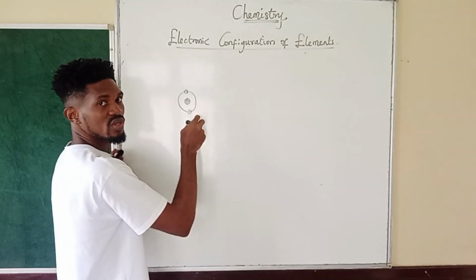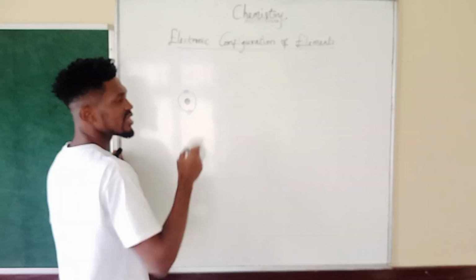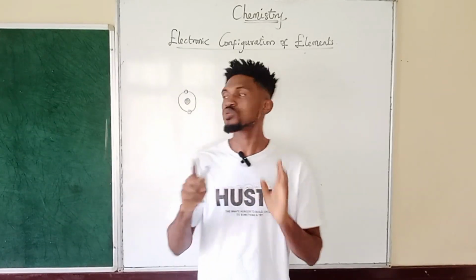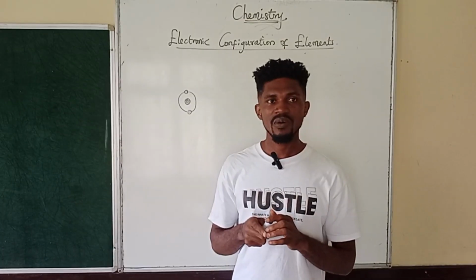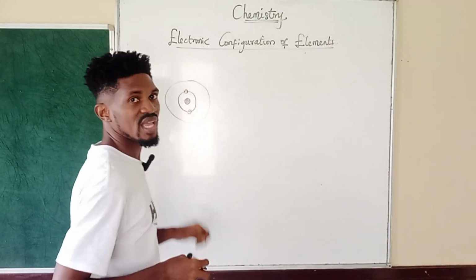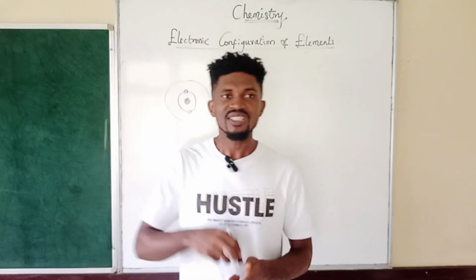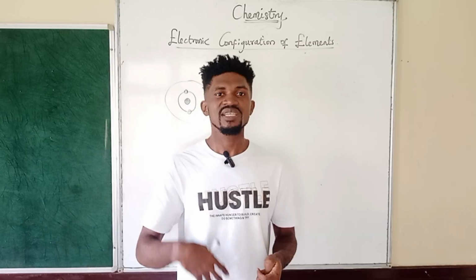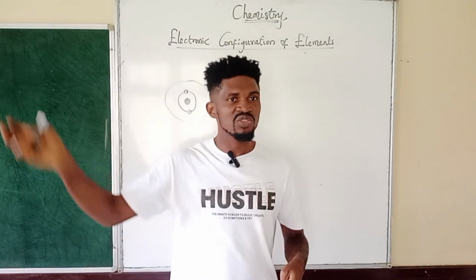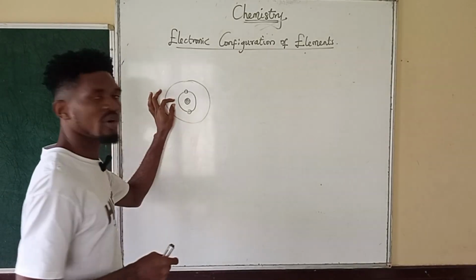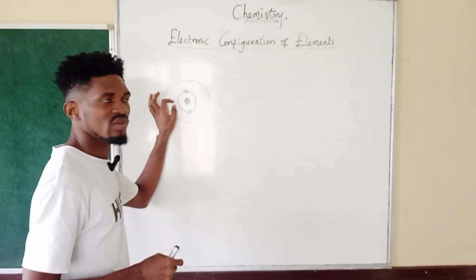Now we said the first shell takes 2 electrons. The maximum number of electrons the first shell can accommodate is 2. Okay? Now the second shell will accommodate a maximum of 8. Third shell will accommodate a maximum of 8. Fourth shell will accommodate a maximum of 8, and continuously. Okay? Fifth, 8. Just that the first shell only accommodates 2.